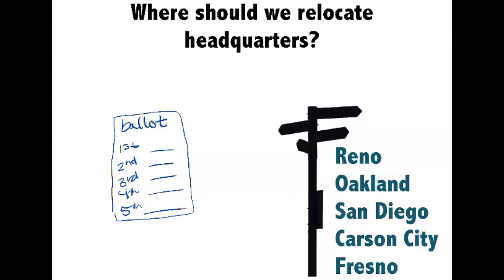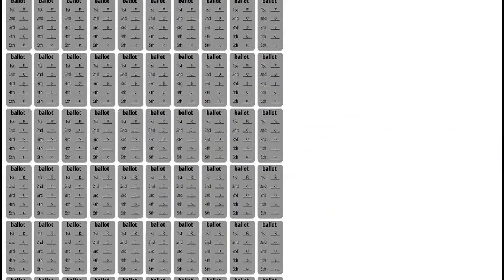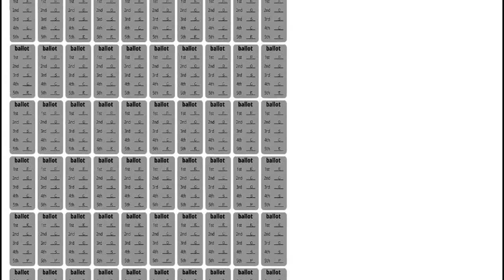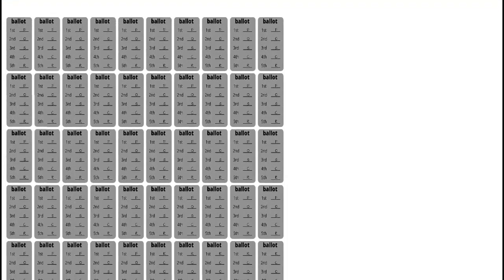So let's look at those ballots. Here are the 100 ballots that were turned in. Now what do we do with them? How can we turn these 100 individual preferences into a group preference? First, we need a way to organize the ballots so that we can see the forest for the trees.